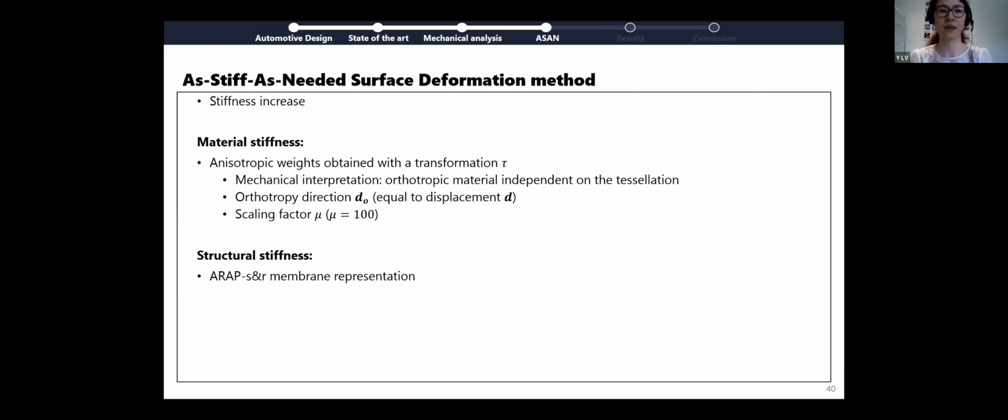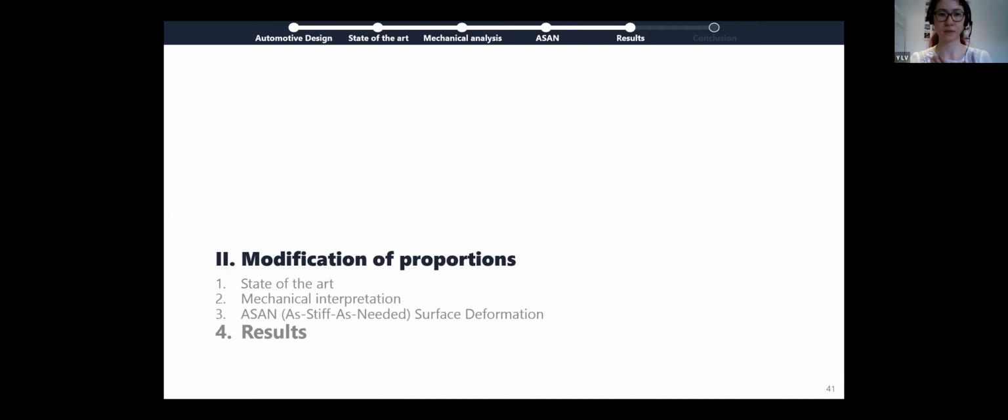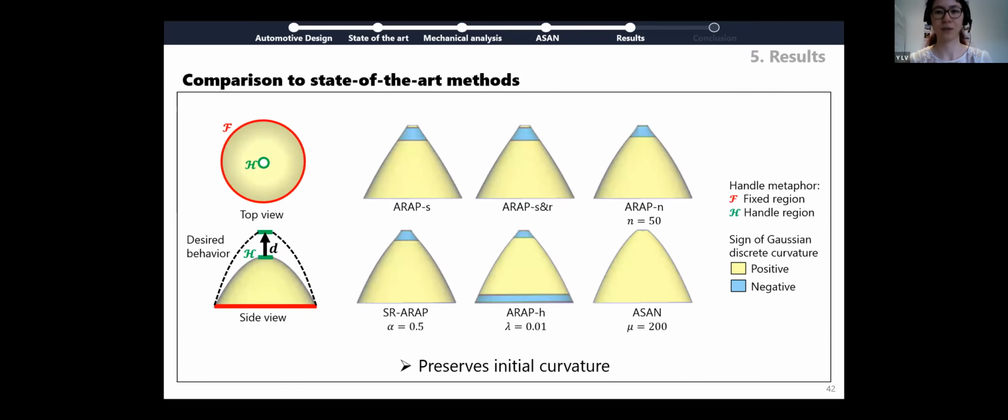To summarize, our Hasan deformation method lets us increase the stiffness by changing the material into a virtual anisotropic material through a simple transformation whose parameters can be set for intuitive use. This orthotropic material is then inserted into a membrane behavior to set a local structural stiffness. So let me now present quickly some results.